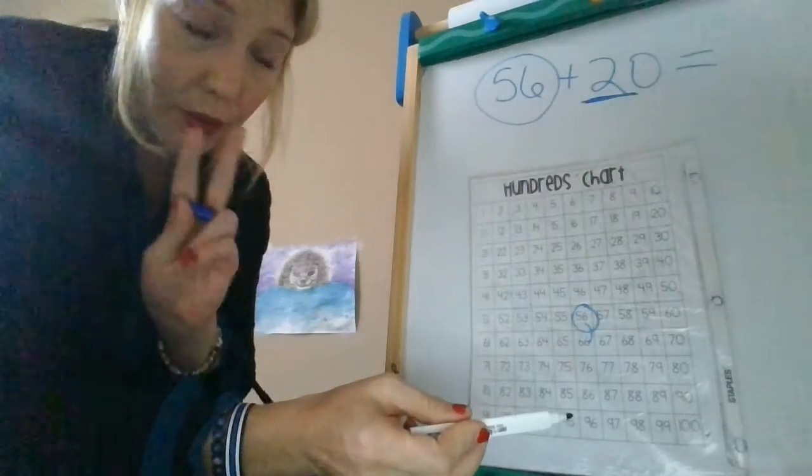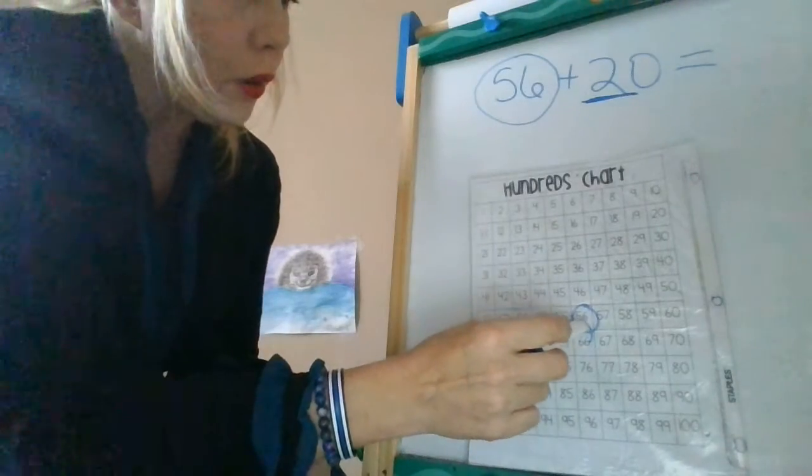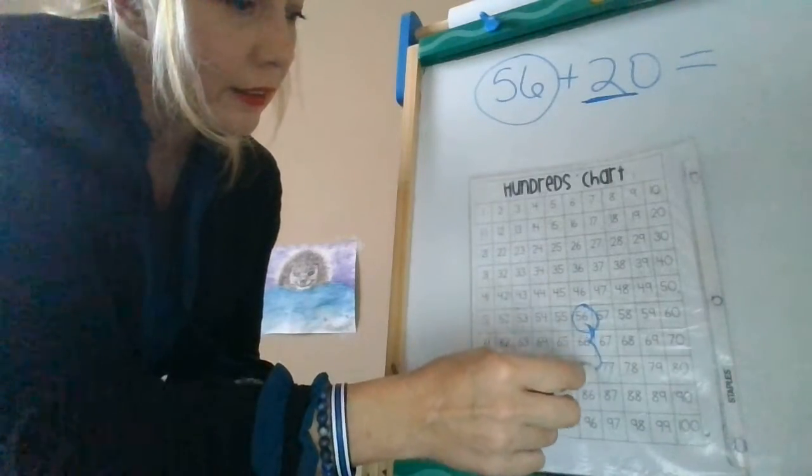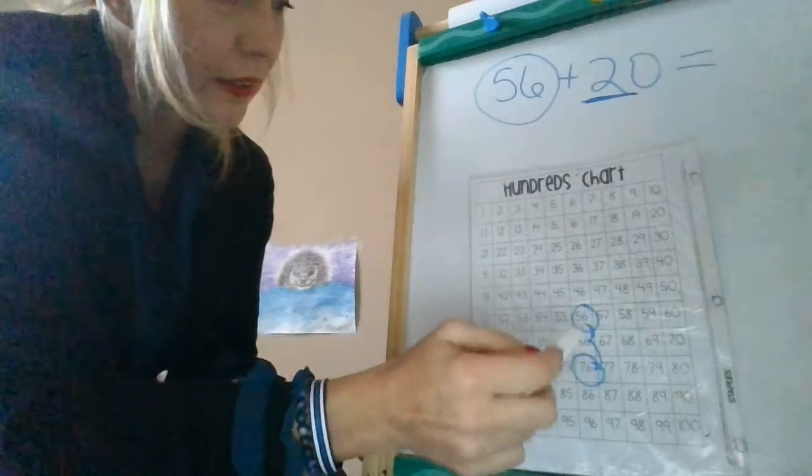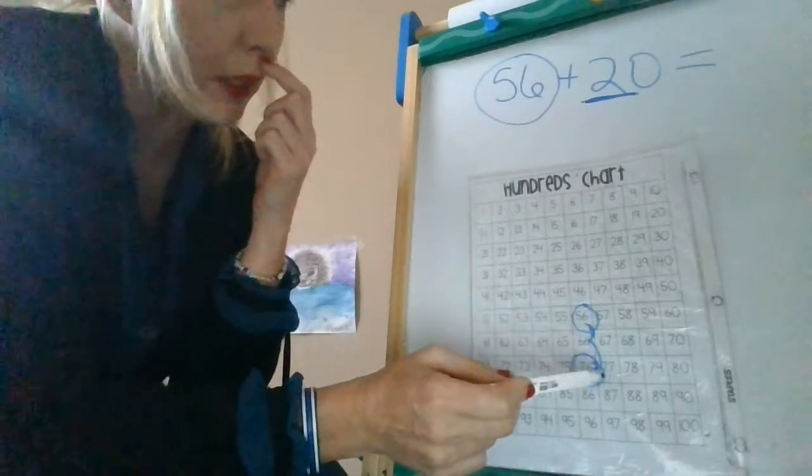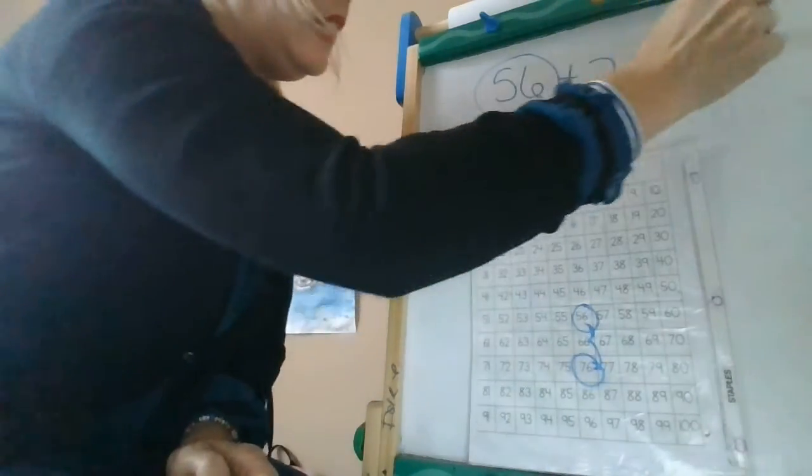That's 2 tens, so that's 2 jumps. So we go one jump to 66, second jump to 76. And we know that 56 plus 20 equals 76. Okay, let's do that again.